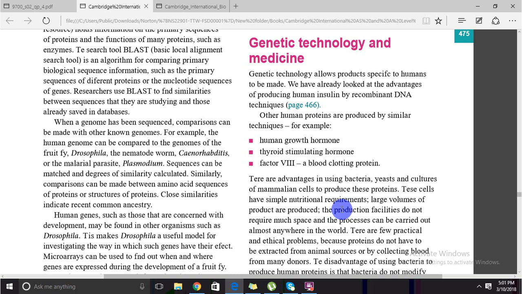Insulin used to be extracted from the pancreas of cattle, but we don't have to do any of that. So there aren't any ethical, or not many ethical, implications. And there aren't a lot of practical concerns either, because you have to culture these really small cells, and they don't have very complicated nutritional requirements. You just have to provide them with the culture they want, and they produce a lot of product, and the production facilities don't need a lot of space, and these processes can be carried out literally anywhere in the world. There aren't specific climatic requirements, nor is the process extremely expensive or anything of the sort.